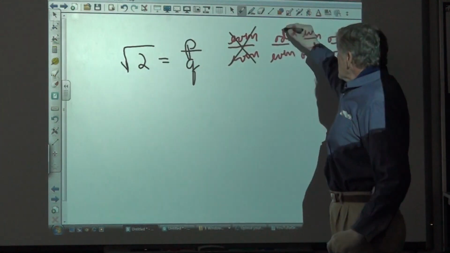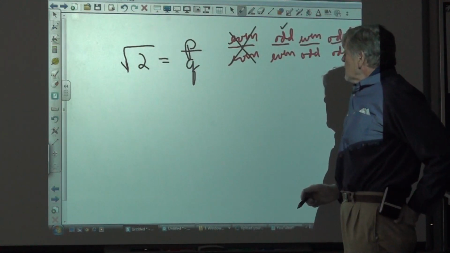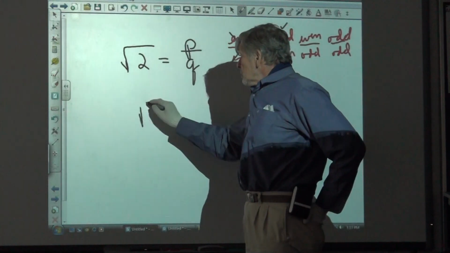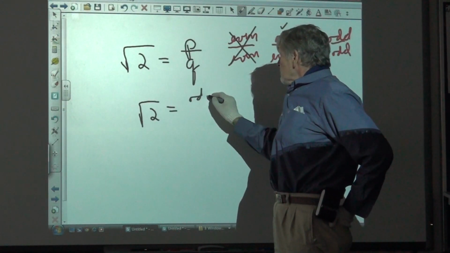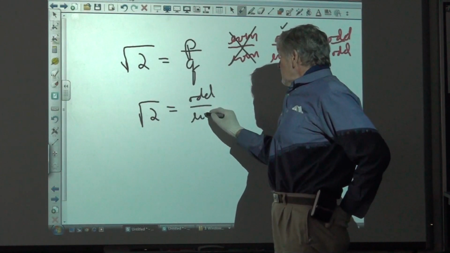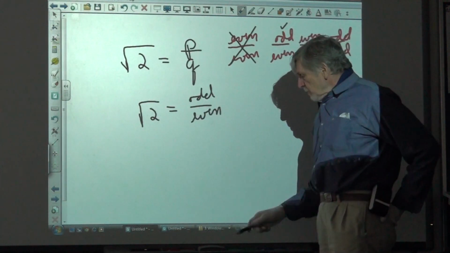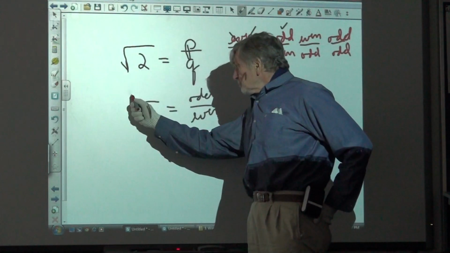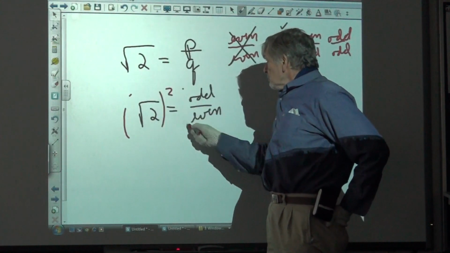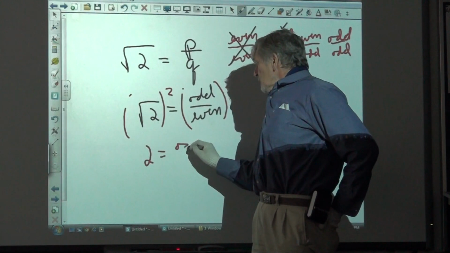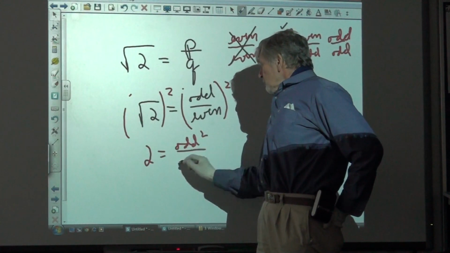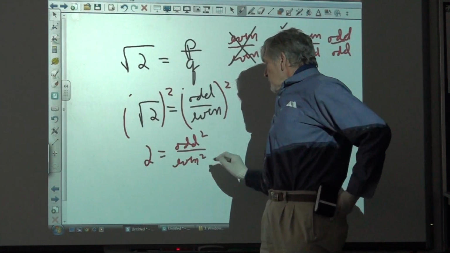Next, let's examine an odd over an even. If you assume that P is an odd number, and you assume that Q is an even number, then if you square both sides, you will get that 2 is equal to an odd number squared over an even number squared.